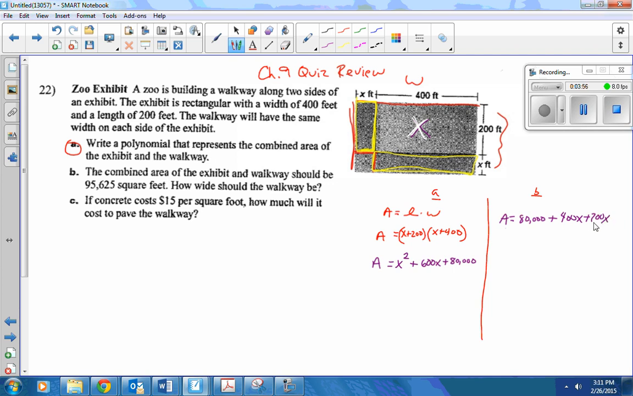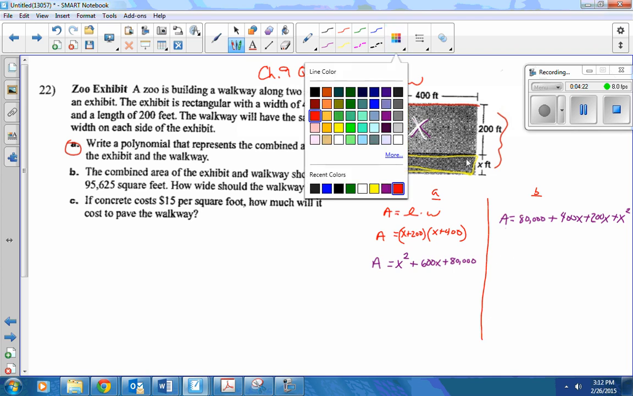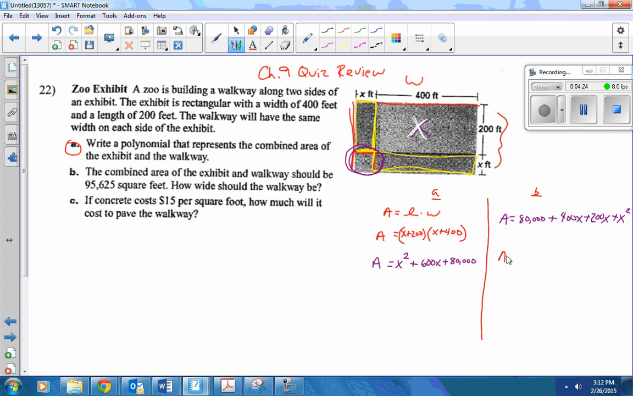And then I'm going to squeeze in one more little bit. This part right here makes a little square. It's x feet wide and x feet tall, so it's x times x, which makes x squared. Now, when you put all of this together in the proper order, it looks very familiar. The area is equal to, we'll put these two together to make 600x, x squared plus 600x plus 80,000.